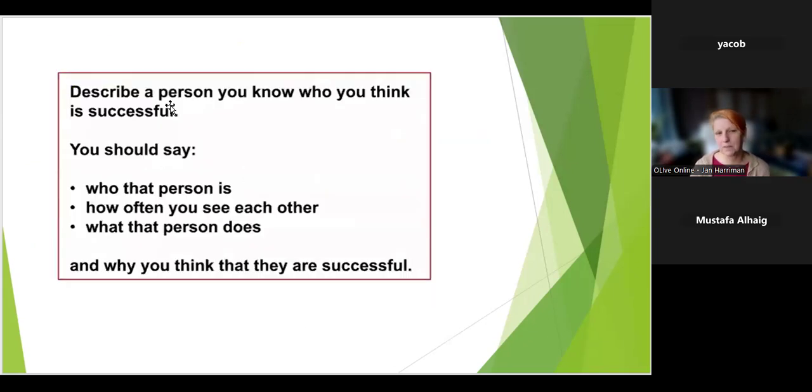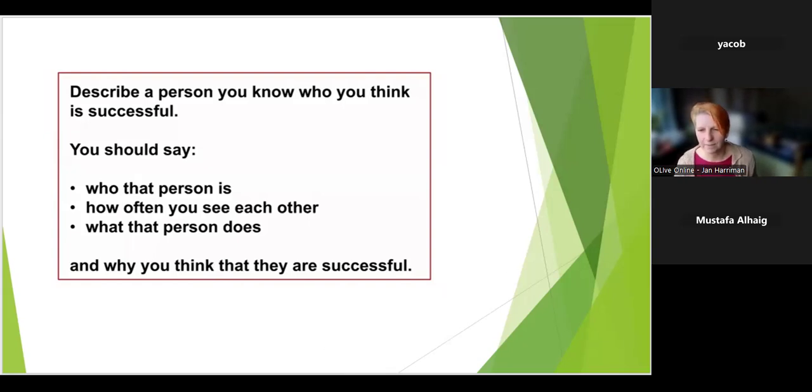And this is what they look like. So here's an example: describe a person you know who you think is successful. And this is what the card will look like. It will say you should make sure that you can answer all of these three. You do have to cover these three points. So think about answering all of that. It's an outline.